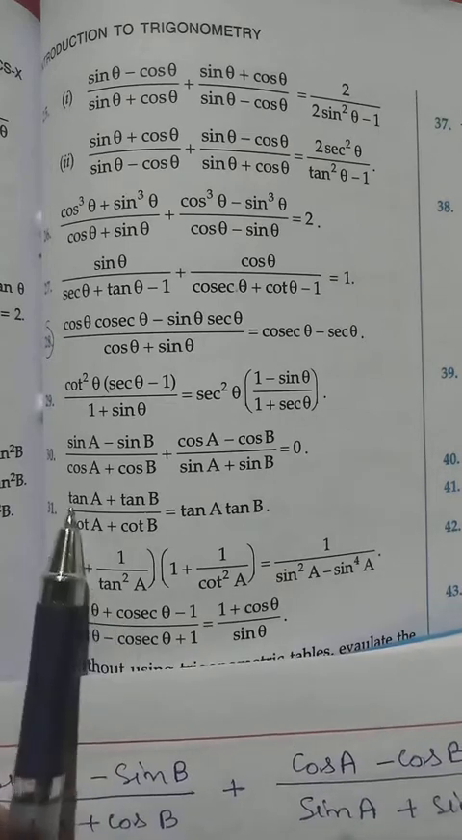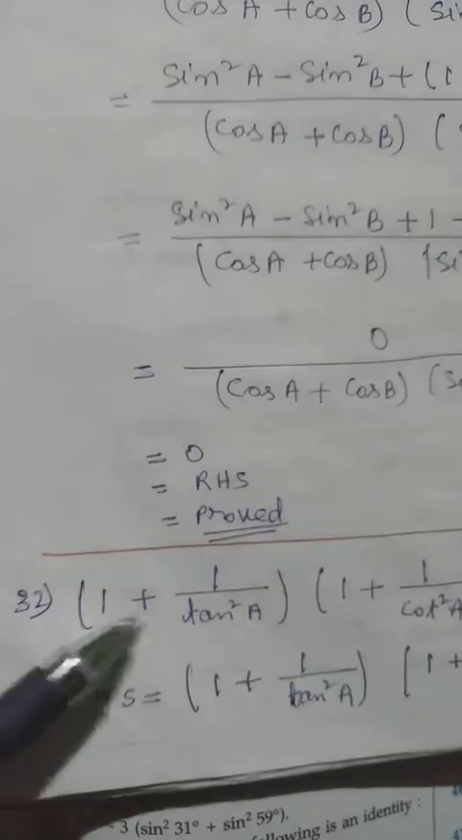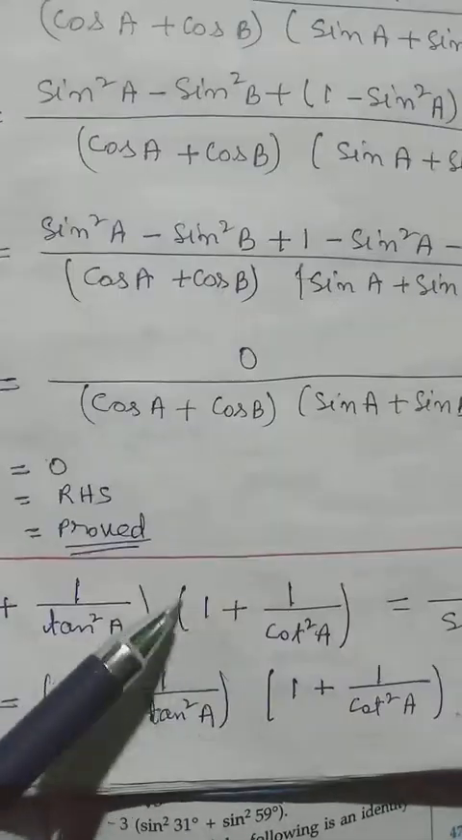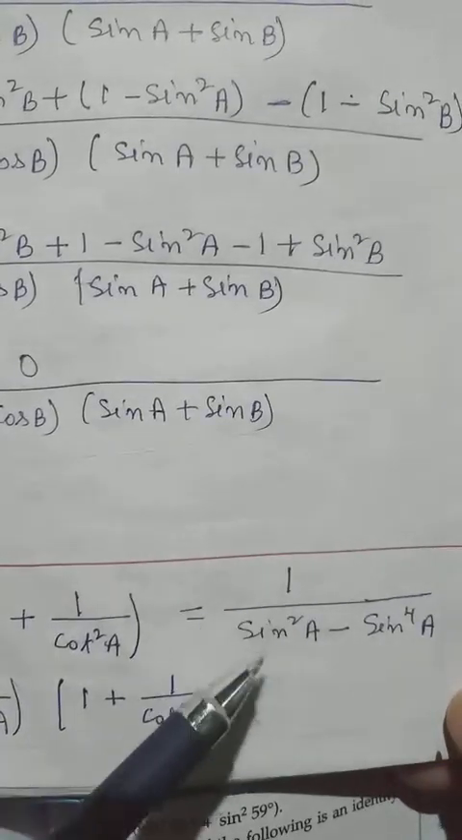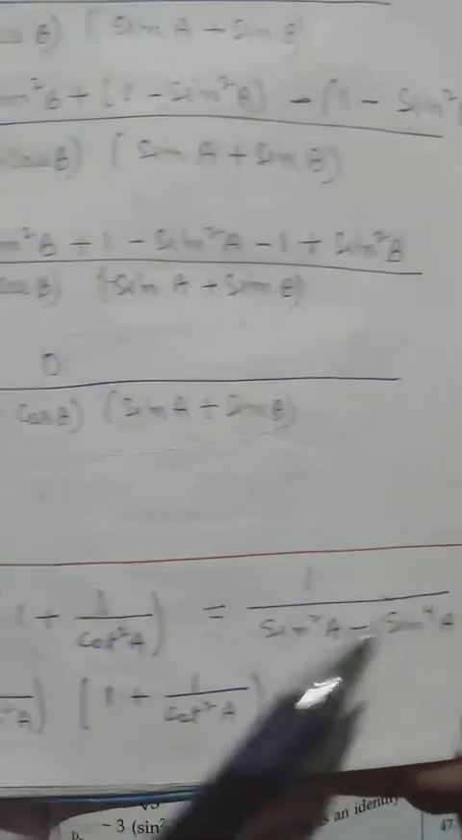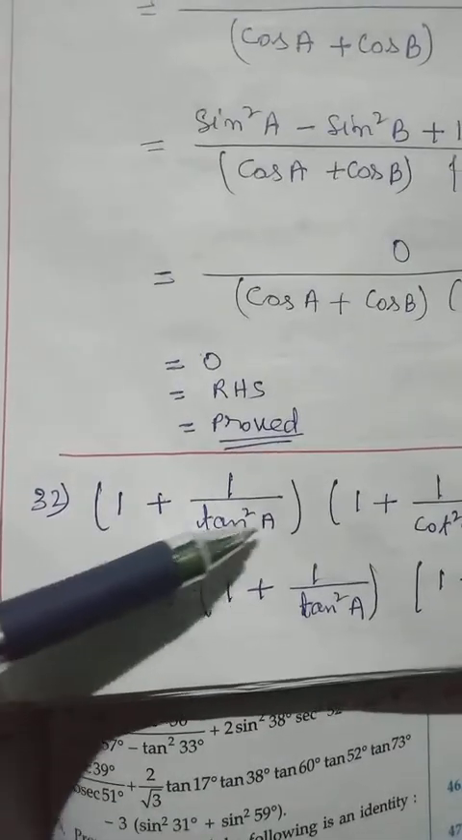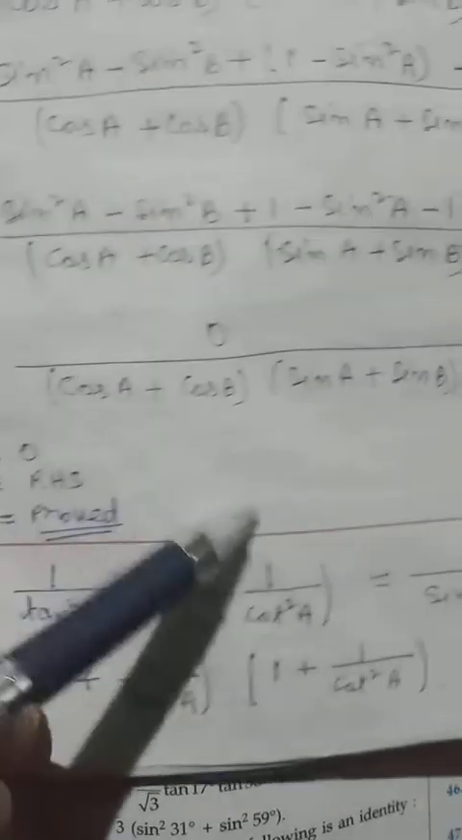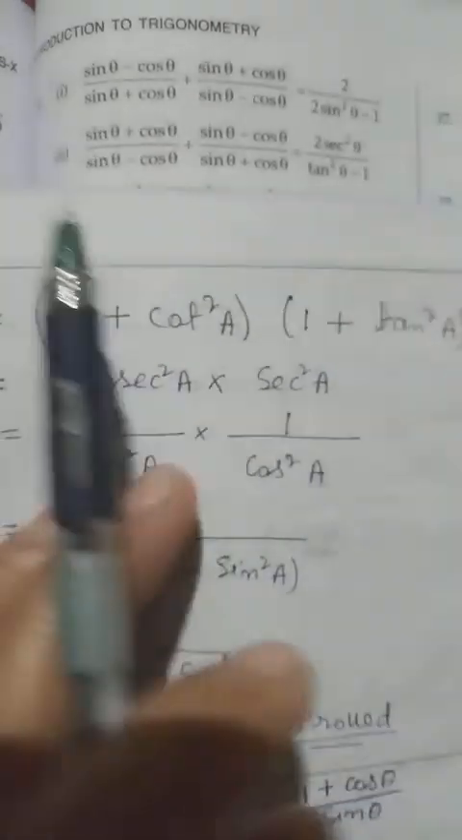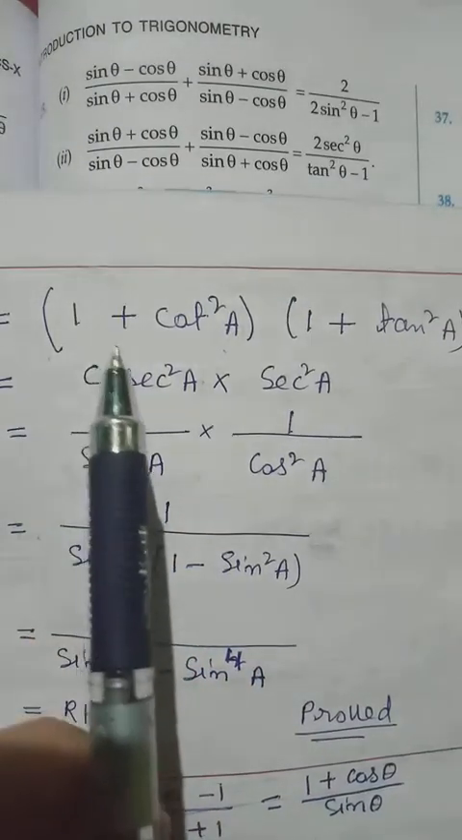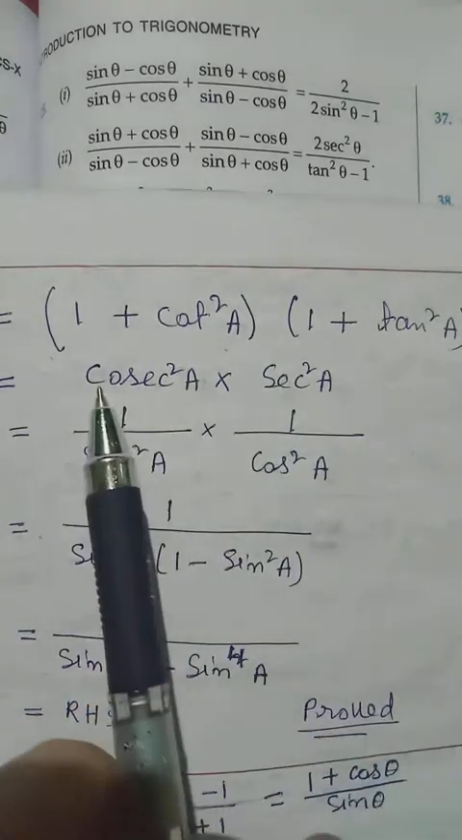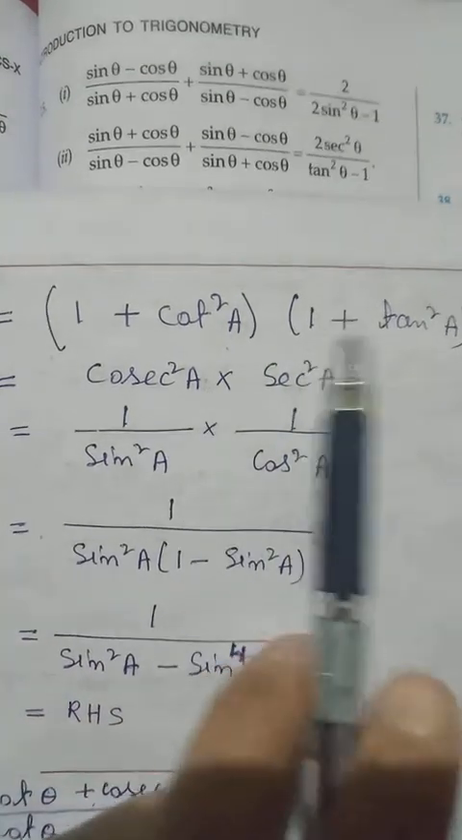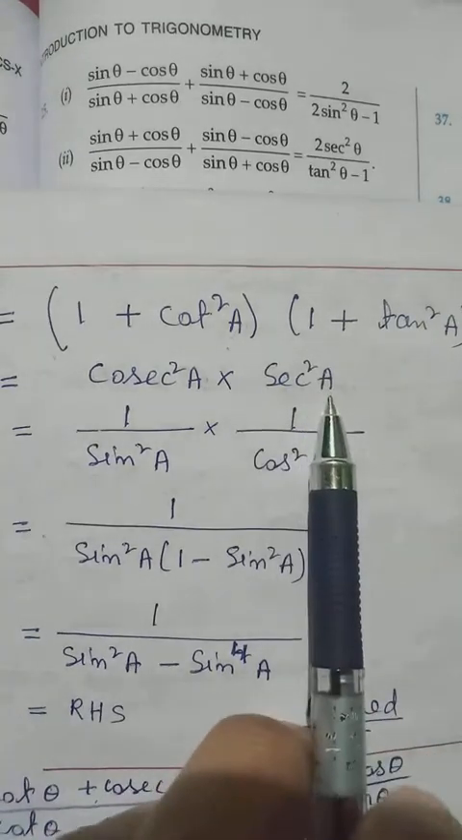Then, okay, 31 we'll do later on. Let's see number 32 first. Here we have 1 plus 1 by tan square A, 1 plus 1 by cot square A. We want 1 by sine square A minus sine 4A. We have to convert everything to sine and cos. We know the relation. 1 by tan square A equal to sec square A. 1 by cot square A equal to cot square A. From identity, 1 plus cot square A, it is equal to cosec square A. 1 plus tan square A, we know it is equal to sec square A.